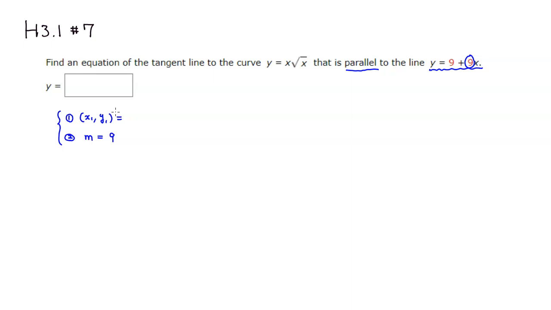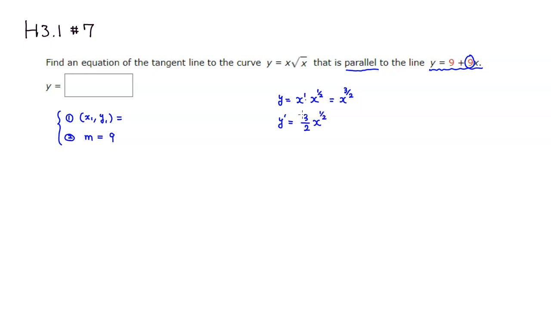So let's look at the derivative. First, I'm going to rewrite it. This is x times square root of x, which is x to the 1/2 power, right? X is x to the first power. So if you multiply it together, it's going to be 1 plus 1/2, which is 3/2 power. If you take the derivative using the power rule, we put 3/2 in front, x, and subtract 1 from the power, so it's 1/2 again.